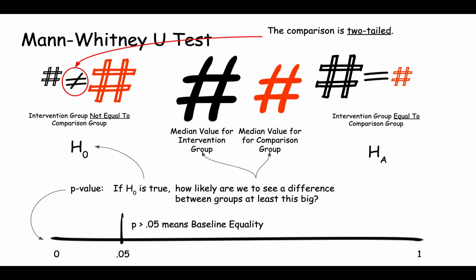If we're using ordinal data or we're using interval or ratio data that's not normally distributed, we use the Mann-Whitney U Test to compare the median values between the groups. But otherwise, the logic is the same. We're doing a two-tailed comparison and we're looking for a p-value greater than 0.05.